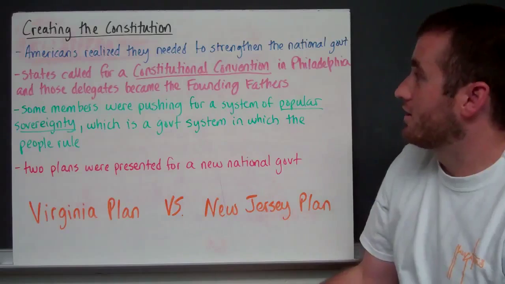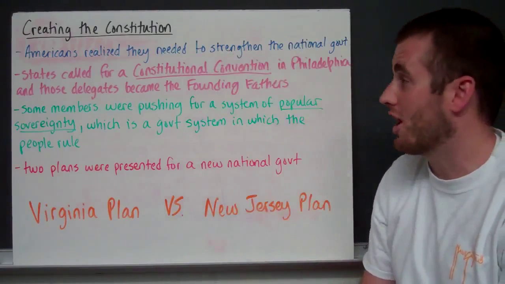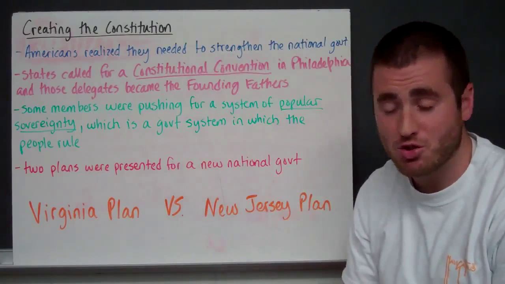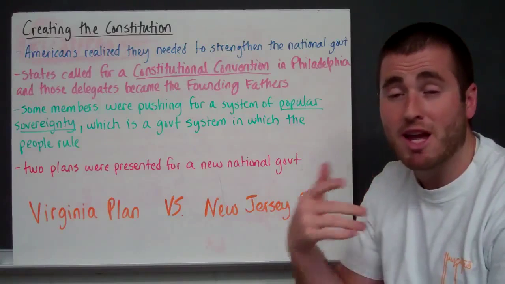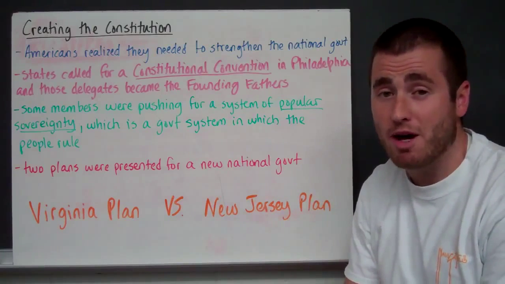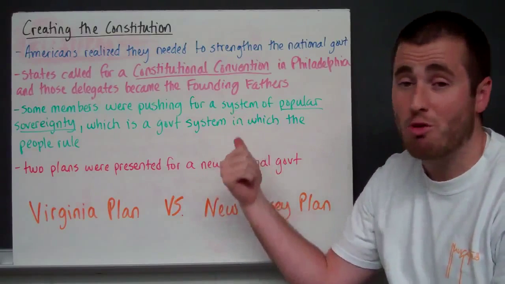So after we realized, you know, hey, the Articles of Confederation, they aren't cutting it. We got to get a stronger national government. The states called for a constitutional convention. They met in Philadelphia, and those delegates that met there became known as the Founding Fathers. Now, not everybody who played a role in the American Revolution and getting our independence showed up to this. They weren't all backing it.